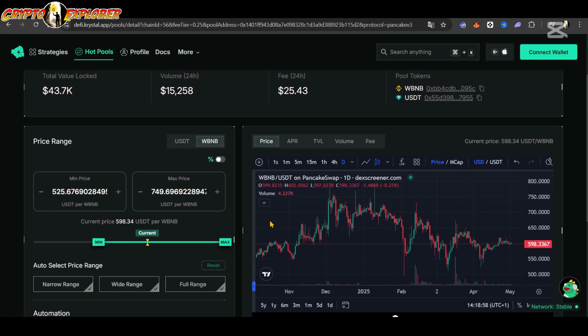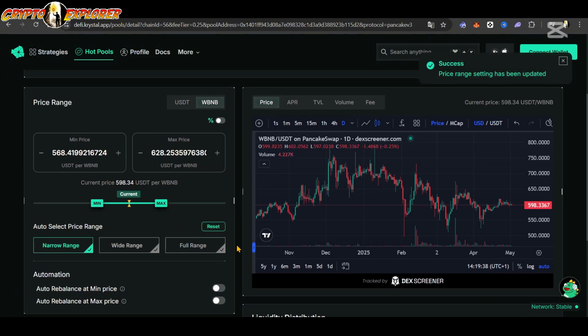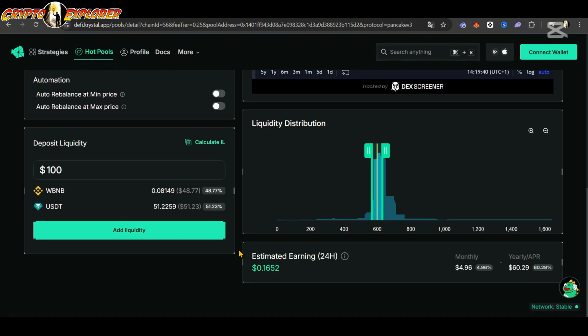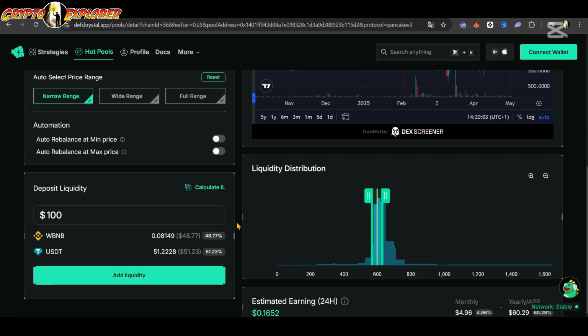It is a solid range because if the price keeps tracking as it has for the past months that are shown here in the chart, we would be generating fees. Regardless, guys, whatever you do, if you go with a narrow range, even if you want to see that money working more for you, you see with a narrow range, $100 will earn 16 cents in fees. Even if you want to do this, don't keep chasing yields.